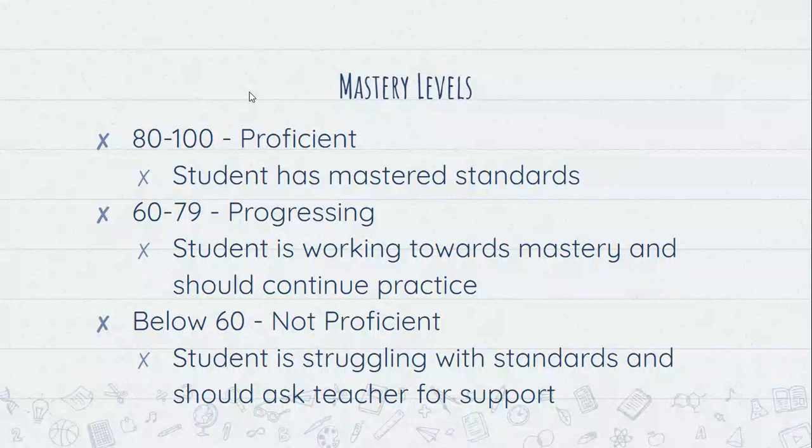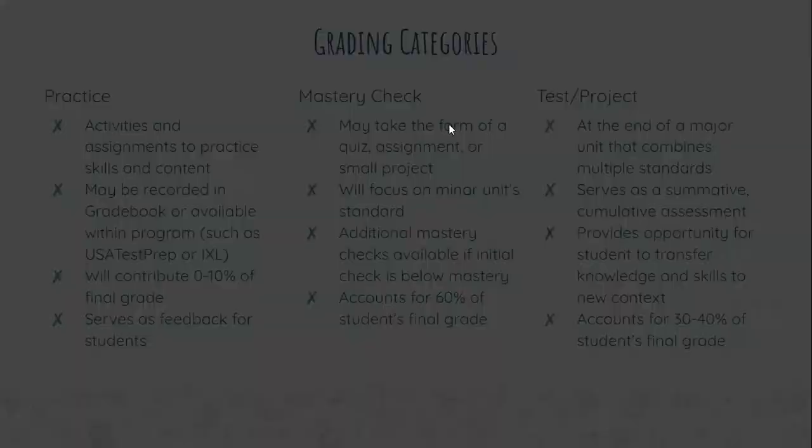In mastery levels, when you're looking at your student's grades in the grade book, an 80 to 100 is considered a proficient score, which means your student has mastered those standards. A 60 to 79 means your student is progressing and working towards mastery and should continue to practice. Below a 60 means your student is not proficient in that standard. So your student is struggling with those standards and should really ask the teacher for support.